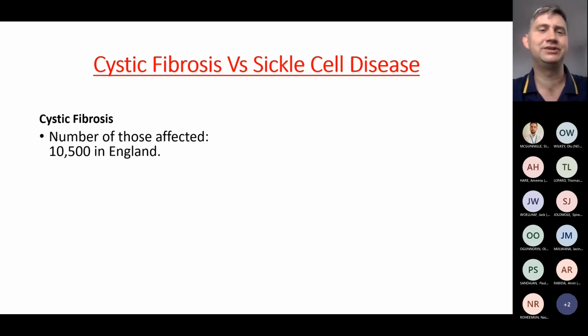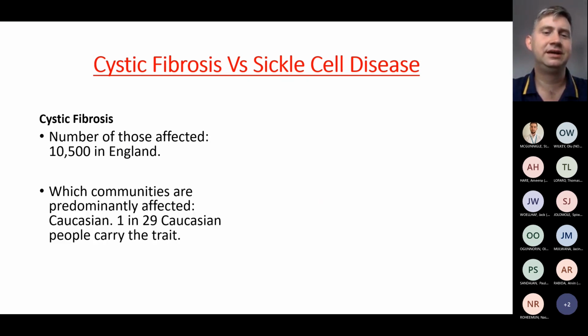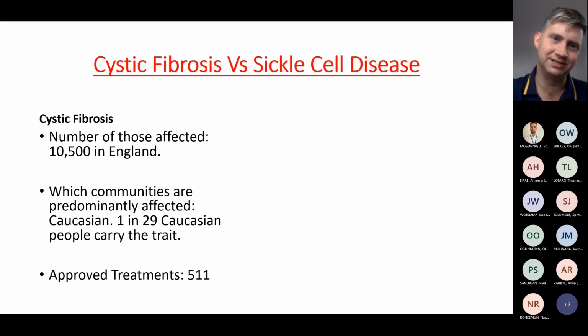Briefly, cystic fibrosis affects about 10,500 people in England, and it predominantly affects Caucasians, with 1 in 29 Caucasian people carrying the trait, but it does affect other demographics and cultures. Approved treatments at the moment are 511 for cystic fibrosis.